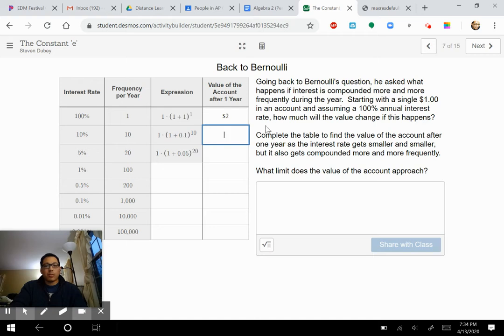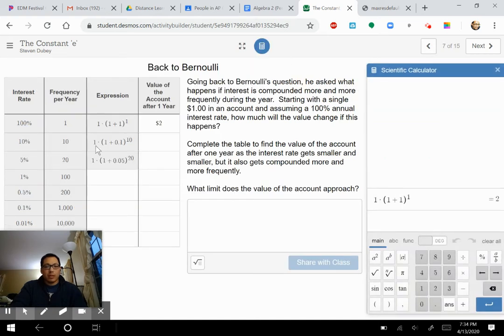So how much will you get? Well, we can plug this in, and we said, oh wow, actually going from 1 time a year at the end of the year to 10 times a year, we get this big increase of, instead of $2, it's now $2.59. Gained a whole 59 cents on the dollar. Okay, let's do it even more. He wants to make a lot of money, right?